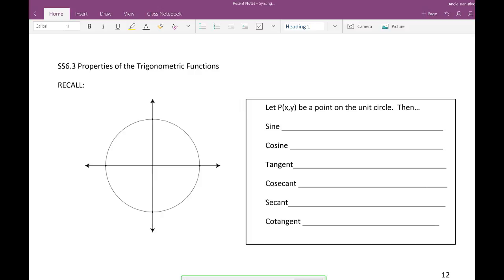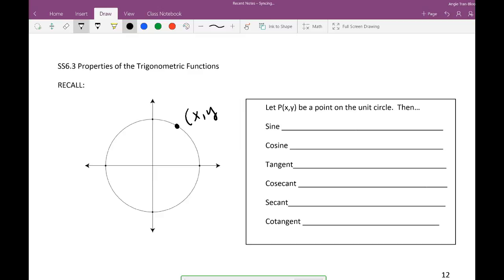Let P be a point x comma y on the unit circle. Unit circle means what? The radius has to be 1, okay? So let's make a dot. Here's a unit circle. I'm going to label it x comma y because it's an unknown point. How long is this distance? 1, because that's your radius, right?